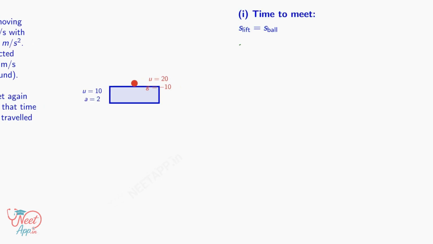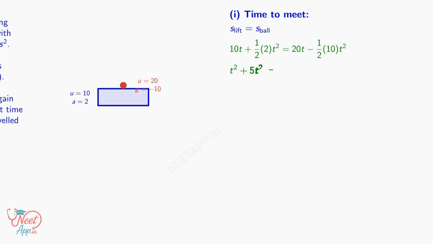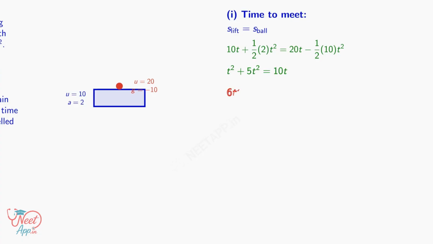S lift equals S ball. Using the second equation of motion for both, we plug in their initial velocities and accelerations. For the lift, u is 10 and a is positive 2. For the ball, u is 20 and a is negative 10. Solving this algebraic equation, the t squared terms combine to give 6t squared equals 10t. This gives a time of 5/3 of a second.